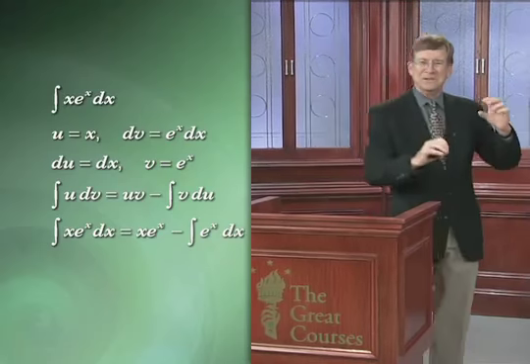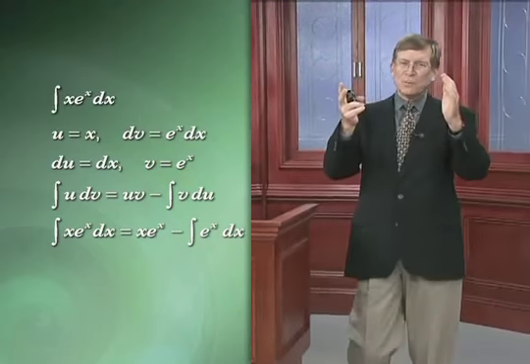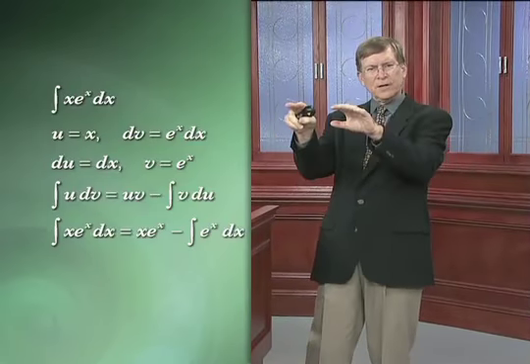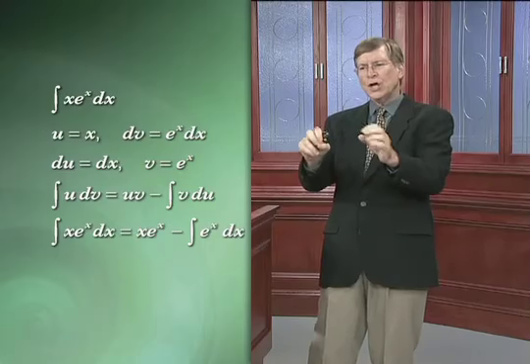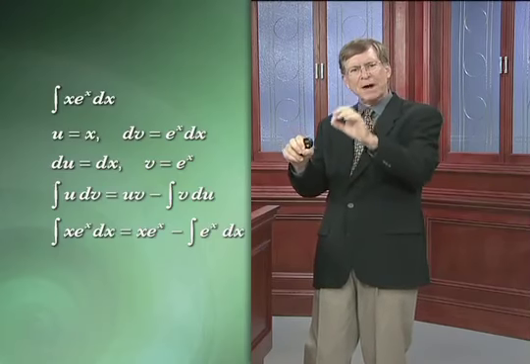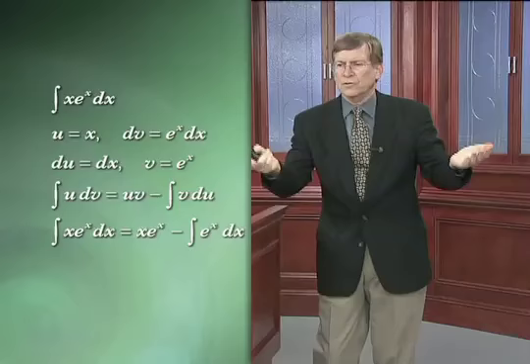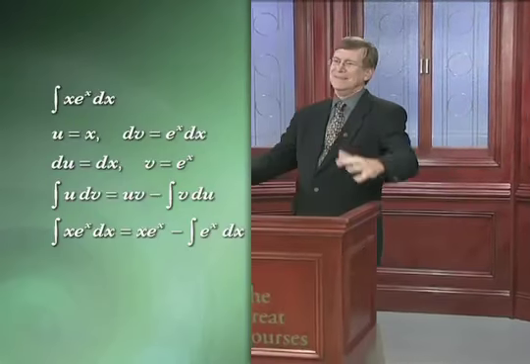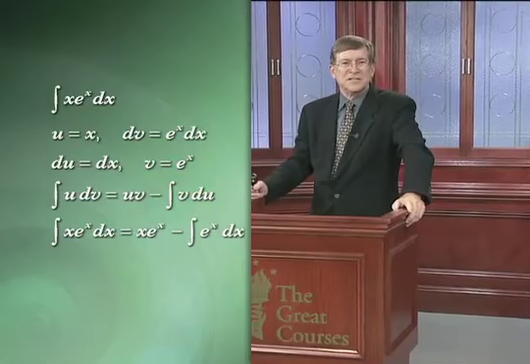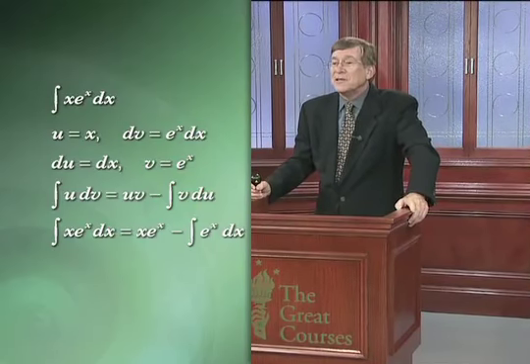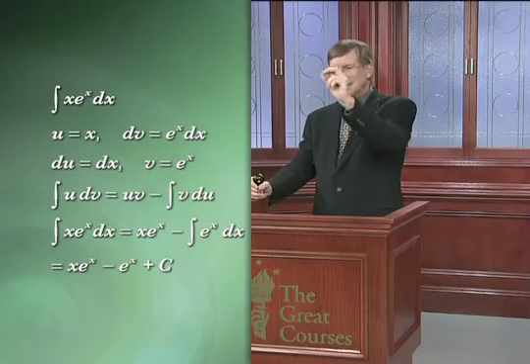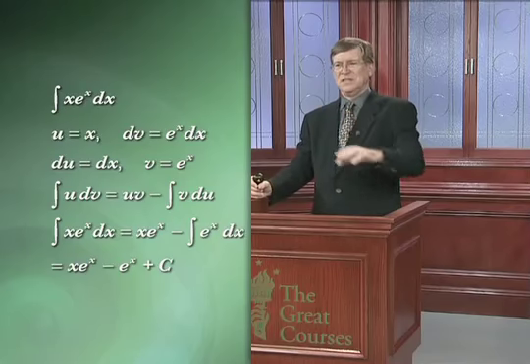Look what happened here. We took the original problem that was, whoa, really hard, and we've converted it using integration by parts to x e to the x minus another different integral. Is that new integral easy? Ha! The antiderivative of e to the x is itself. So we have the answer. The answer is x e to the x minus e to the x plus c.